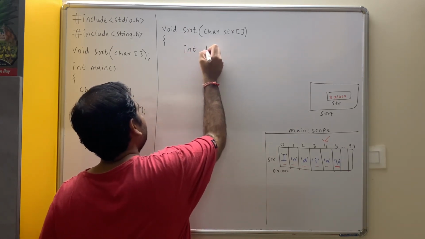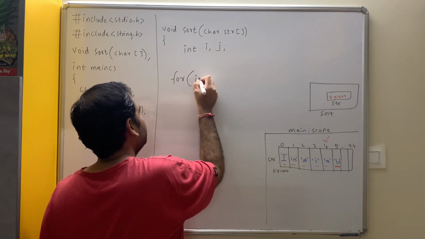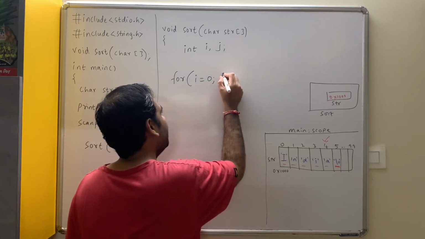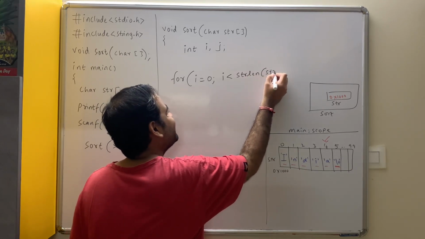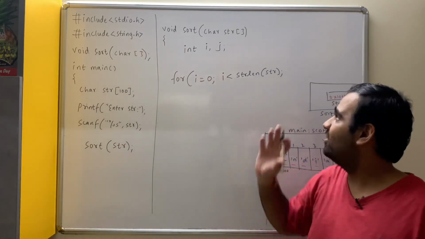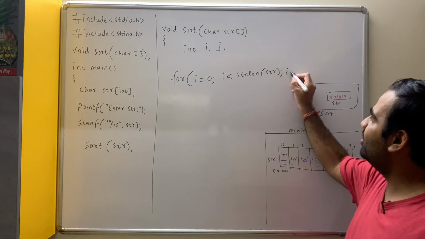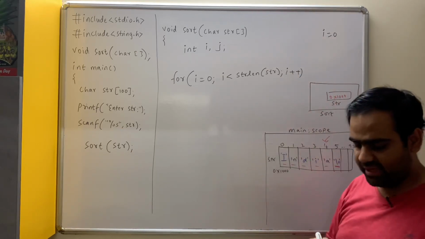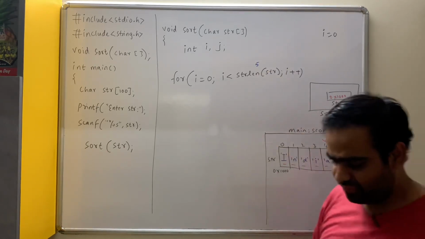I say int i, j. We need 2 indices. We say for i equal to 0, i less than what? Can anyone say? It is the string length of str. Now strlen is a built-in function available in string.h. Therefore, we say strlen, till the string length I need to go, and we say i plus plus. Now the value of i is 0. The string length of the string India is what? 5. 0 is less than 5. Yes.